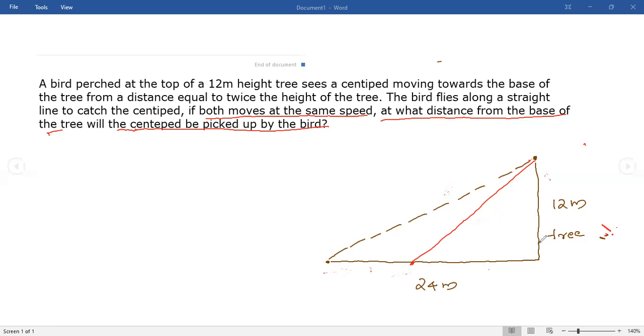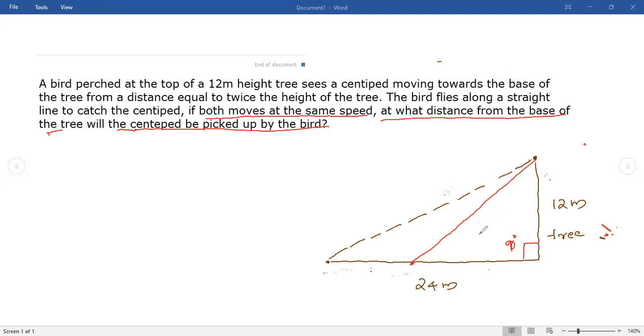Pythagoras theorem. Here it is a triangle and this angle is 90 degrees, right? With this 90 degrees, what can we obtain? Hypotenuse square is equal to the sum of the squares of the other two sides.